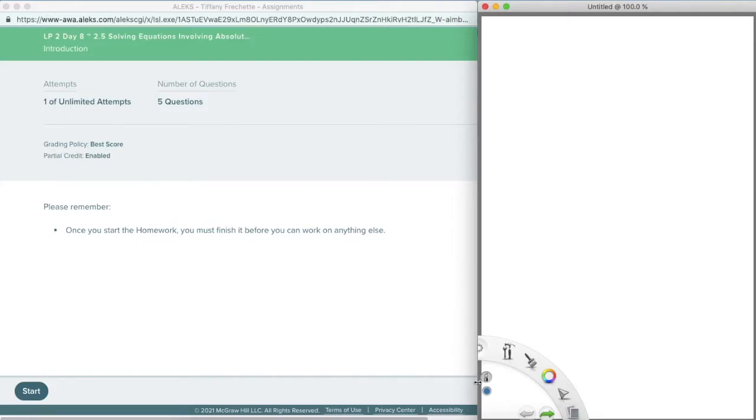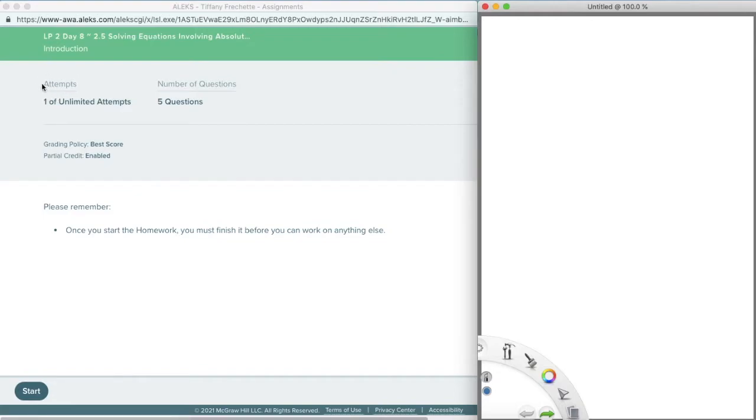All right, we are in Chapter 2, Section 5, called Solving Equations Involving Absolute Value. So as always, I start the videos off with this little tutorial for Alex. This is the screen you will see as a student when you log in, with the exception of a couple of little features. First, you will see a due date here in front of attempts. I don't see that on my teacher preview.